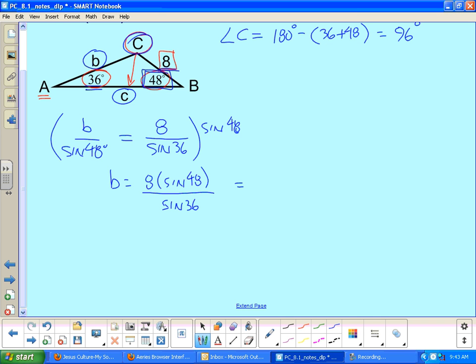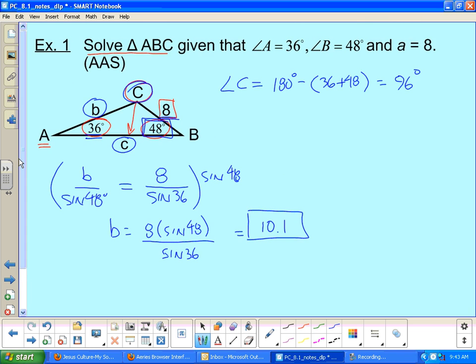Who's got it for me? What do we get? We get agreement on that? 10.1. Yes? Did we get agreement? Yeah. All right. Good. We now know two of our missing parts. We have the angle. We have one of the sides. Now we're going to go find that third side.